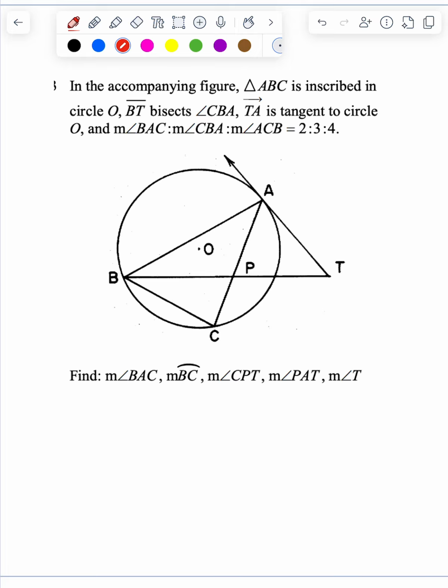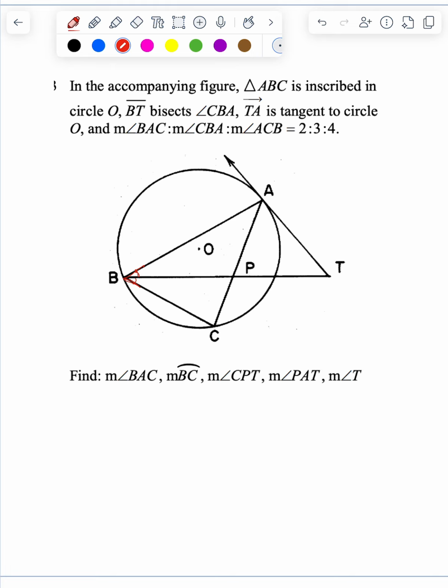In the accompanying figure, triangle ABC is inscribed in circle O. Segment BT bisects angle CBA. So where's angle CBA? This is angle CBA, so it's being bisected. Let me make that a little nicer. So that means it's being split into two equal parts. I'm going to mark that in my diagram.